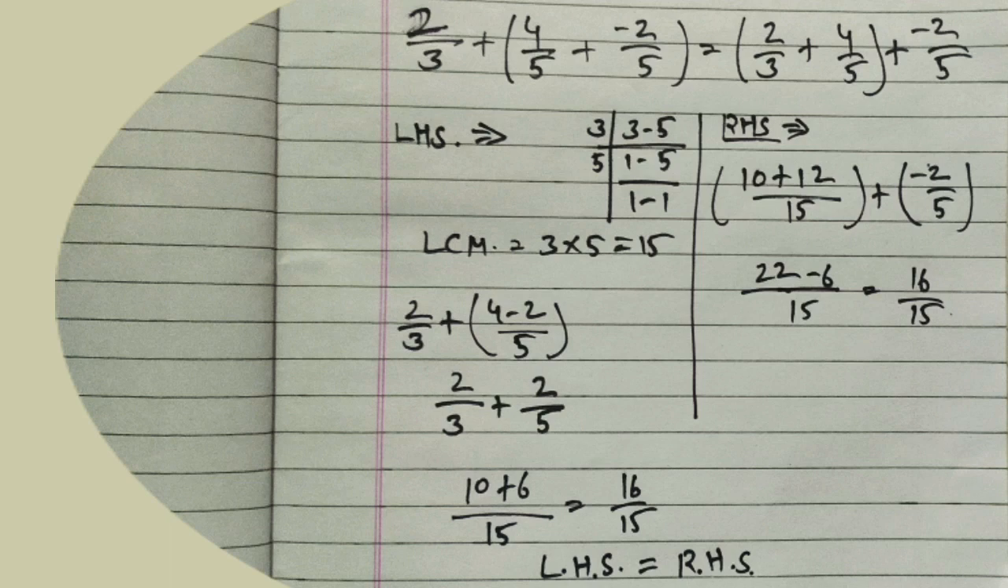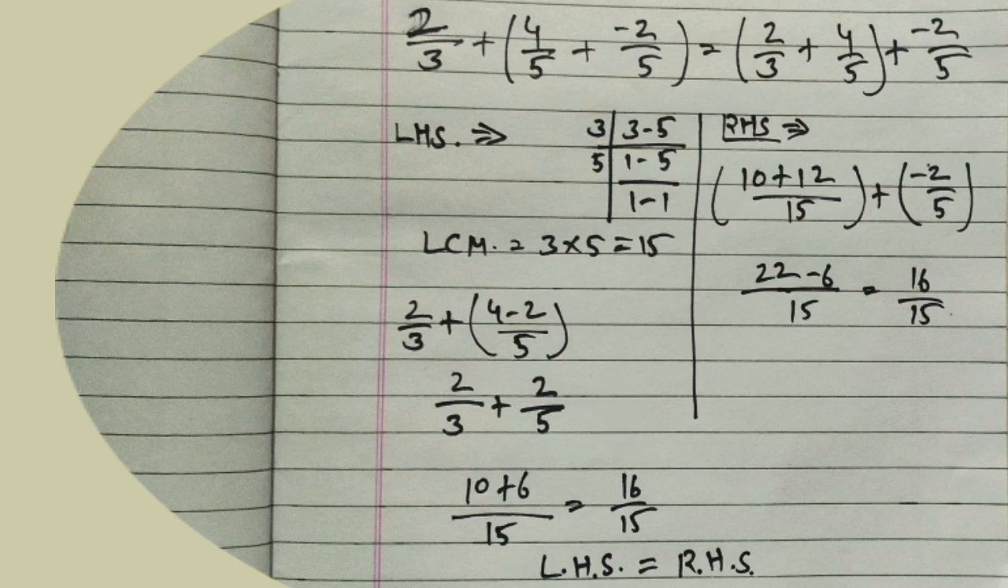Now 2 by 3 plus 2 by 5. The denominators 3 and 5 are different, so we need to take the LCM. The LCM of 3 and 5 will be 15. After taking LCM 15, 15 is divisible by 3, so the answer will be 5, and 5 will be multiplied with the numerator, so the answer will be 10. Similarly, 15 divided by 5 is 3, and 3 is multiplied with 2, so the answer will be 6. After adding, you will get 16 over 15. That is our final answer.